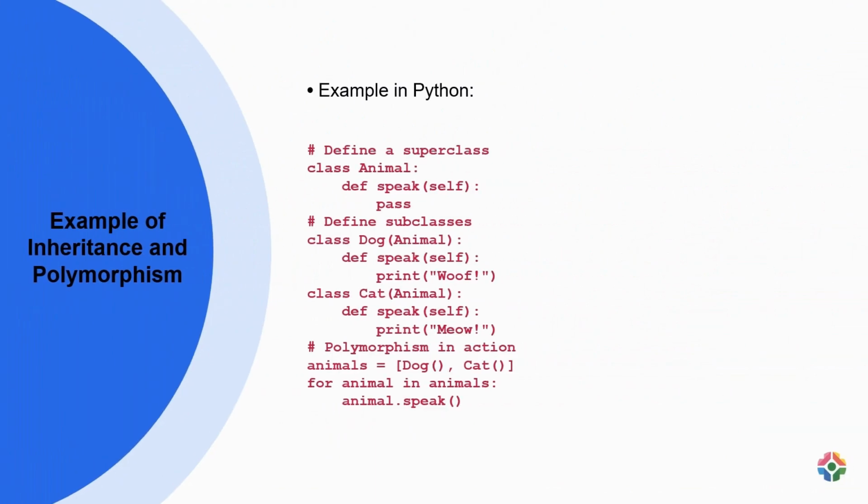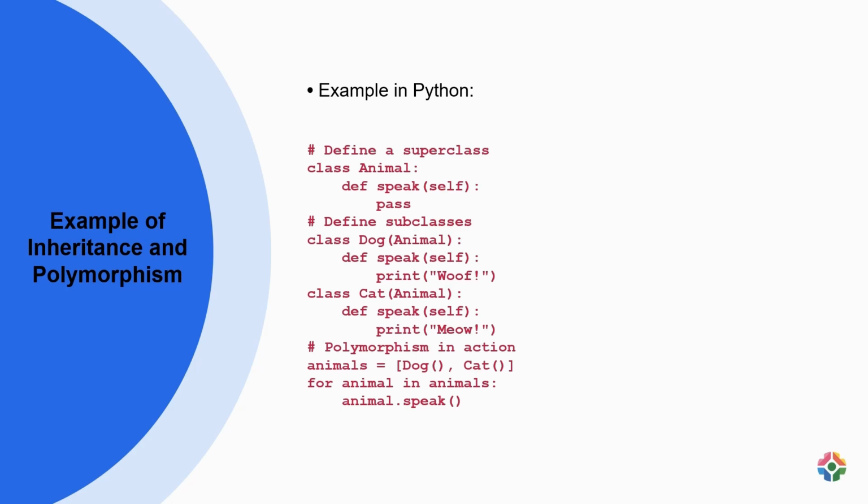In object-oriented programming, polymorphism allows objects of different classes to be treated as objects of a common superclass. This is achieved by defining a common interface, e.g. a method, in the superclass and implementing it in the subclasses as needed.